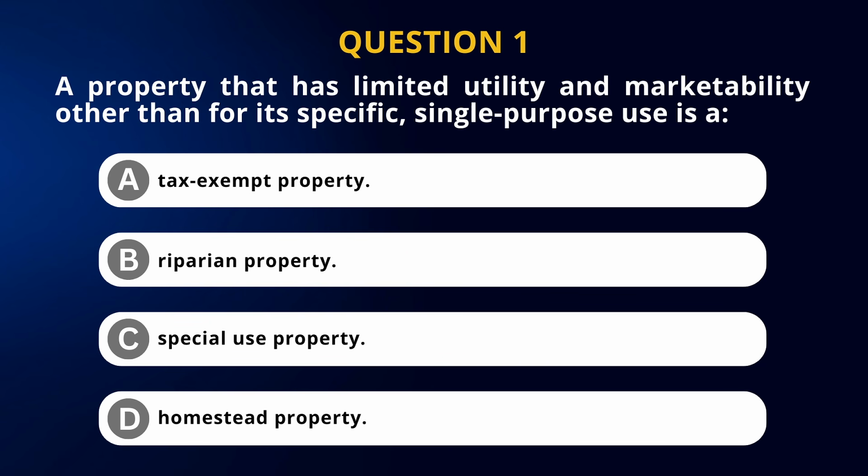Question number 1. A property that has limited utility and marketability other than for its specific single-purpose use is a... Letter A, tax-exempt property. Letter B, riparian property. Letter C, special use property. Letter D, homestead property.